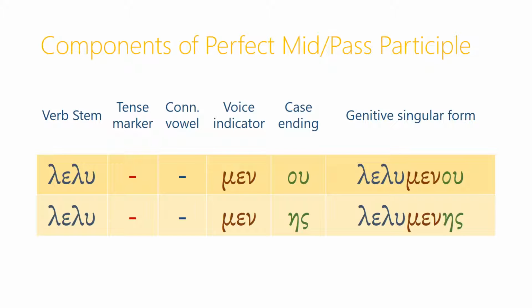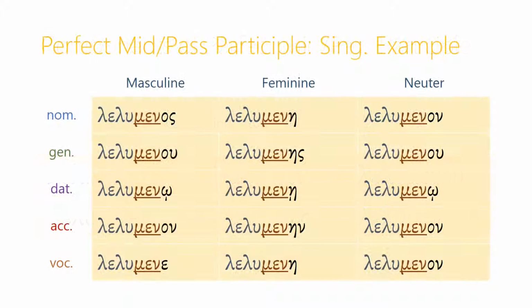That gives us the genitive singular forms lelumenou and lelumenes. Here's an example of all of the forms for the perfect middle passive participle.